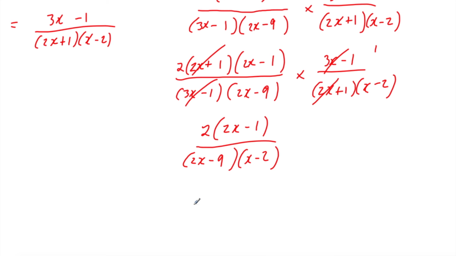If you wanted to, you could expand this to get 4x minus 2. And then if you expand this denominator, you get 2x times x is 2x squared. We then got 2x times minus 2, that's minus 4x. Minus another 9x would be minus 13x. And then minus 9 times minus 2 would be plus 18. And that's it. So you can leave it as this or this. I probably would leave it like that.